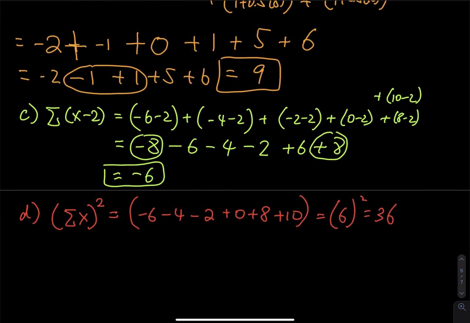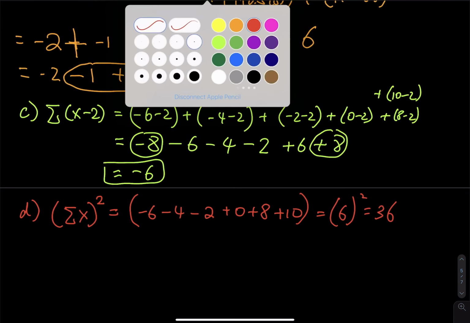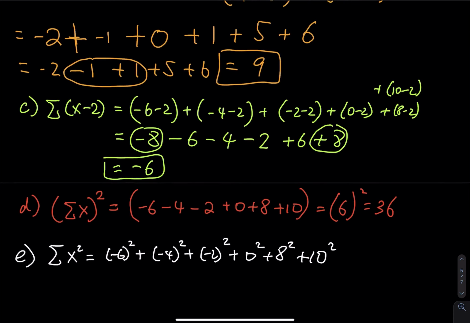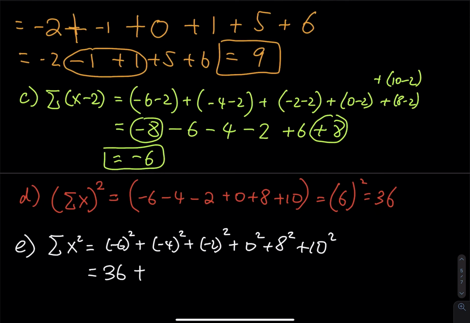And then the next one is you square every individual value first, and then you find the sum. So E is the sum of x squared, right? So you square -6 plus the square of -4 plus the square of -2, the square of 0, the square of 8, the square of 10. So that is 36 plus 16 plus 4, and then plus 0 plus 64 plus 100, right? So what does that equal? 36 plus 16 plus 4 plus 0 plus 64 plus 100 equals 220.